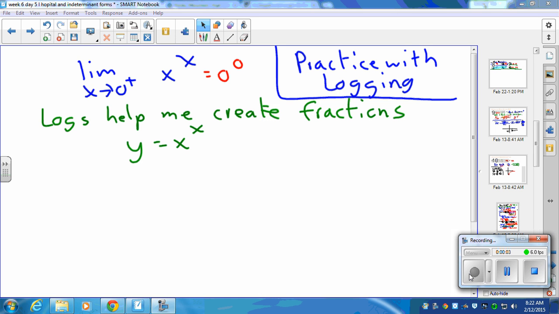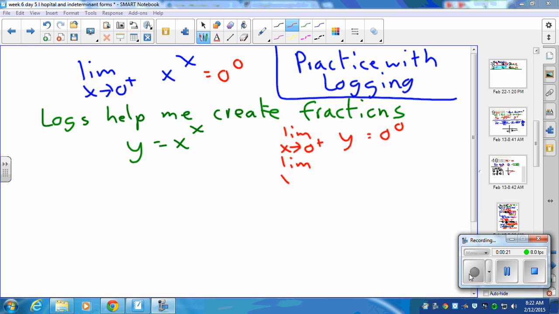Right, so here we go. 0 to the 0, indeterminate. So I've got to figure out what this goes to. I'm really going to start looking at, again, the limit as x goes to 0 from the right of y, but that is the 0 over 0. So now I'm going to look at the limit as x goes to 0 from the right of ln of y. And let's say I get a number.